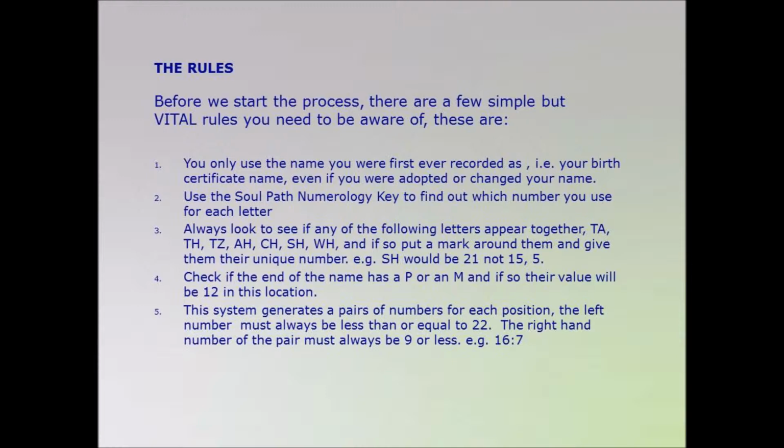And the last rule, we always generate number pairs. We're using a form of numerology, remember. And in this system, which has roots in Chaldean ancient numerology, we always have pairs of numbers, okay? Now, as there are only 22 energies in the system, the left-hand number of the pair must be 22 or less in value, okay? So you can't have the left-hand number any higher than 22 because we only have 22 energies. The right-hand number of the pair must always be 9 or less. There's an example. 16, 7 is an example of a number pair we would have in this system.